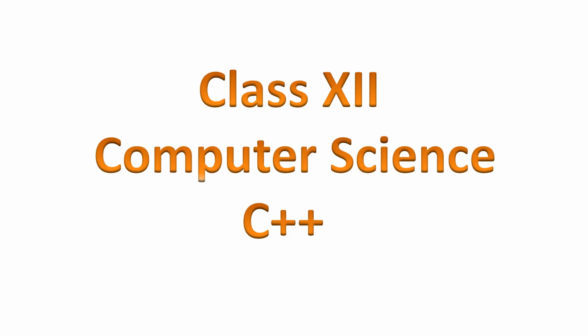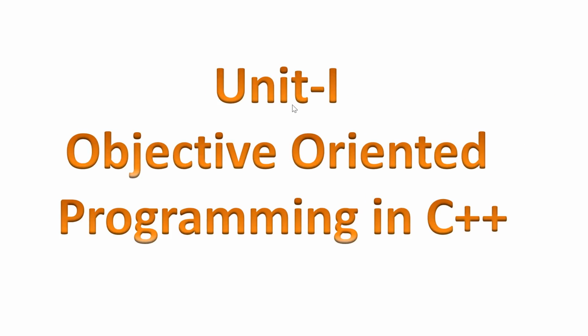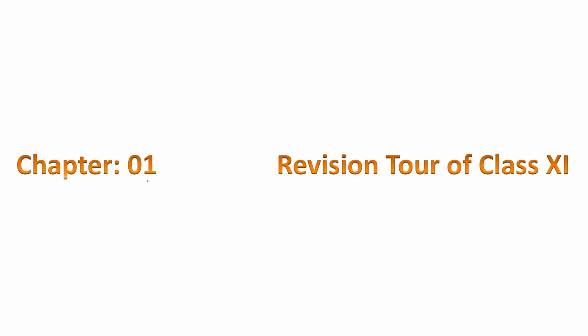We are taking class 12th Computer Science C++. This is unit number 1, which is object-oriented programming in C++. C++ is an object-oriented programming language. We are taking the first edition, that is chapter 1, the revision tour of class 11th. Whatever we have learned in class 11, we'll try to revise it so that we can get on to the advanced things in C++.